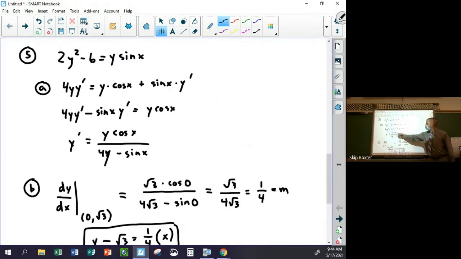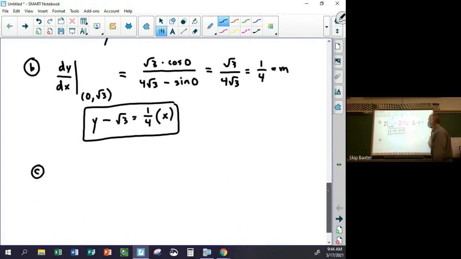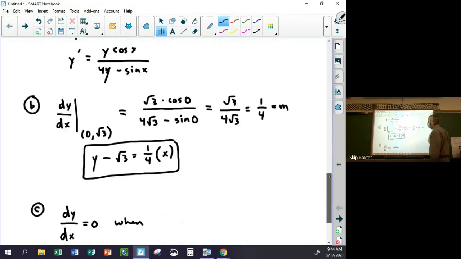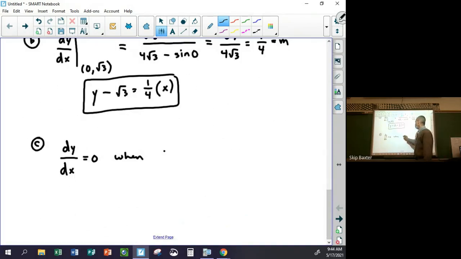Yeah, you set this equal to 0. So I would say, just to save time and copying stuff down, this is what I would write. I would say dy/dx equals 0 when the top is 0. So y cosine x equals 0.